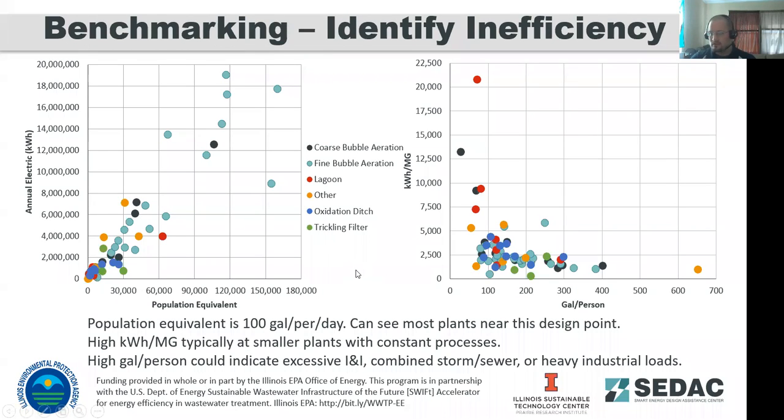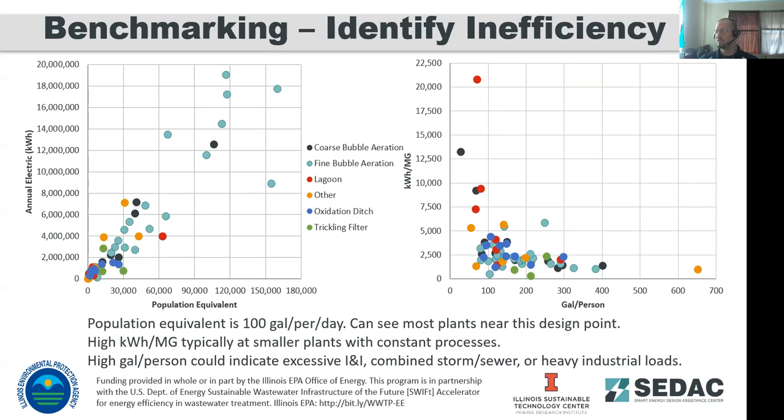Moving on to how we benchmark our wastewater facilities and see where we're at. We have assessed currently somewhere around 55 facilities in total. You can see scatter plotted here the facility types, coarse bubble, fine bubble, lagoons, and what their energy consumption profiles are. On the left-hand side of the screen is total electric consumption relative to population equivalent for the plant.